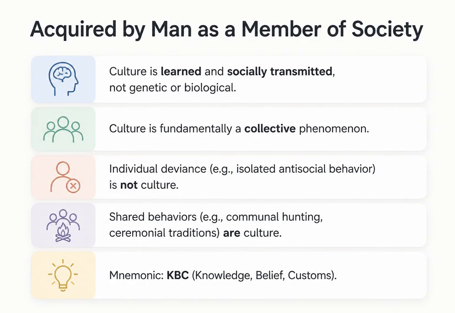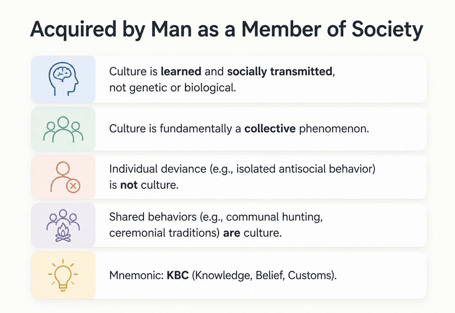The second major conceptual pillar is that culture is acquired by man as a member of society. This means culture is not genetic. It is not hardwired into our DNA. It is learned and transmitted socially from generation to generation. Because of this, culture is by definition a collective phenomenon.